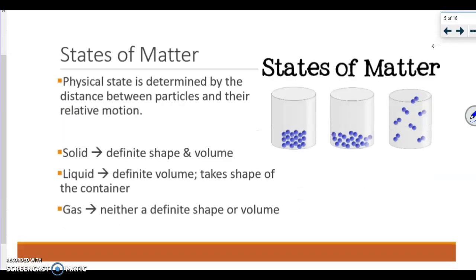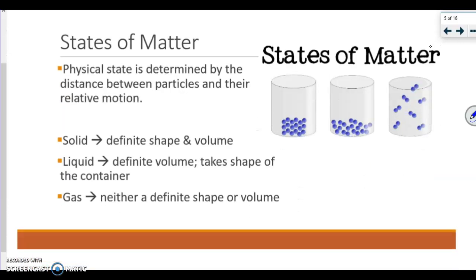Let's review the states of matter. States of matter are physical states of all substances that exist. Physical state is determined by the distance between particles and their relative motion.